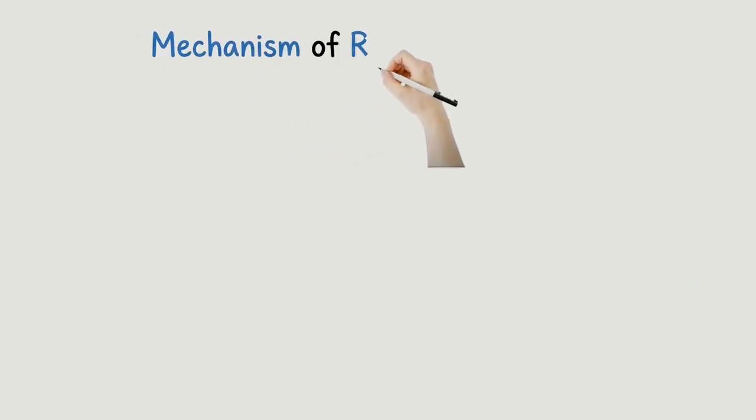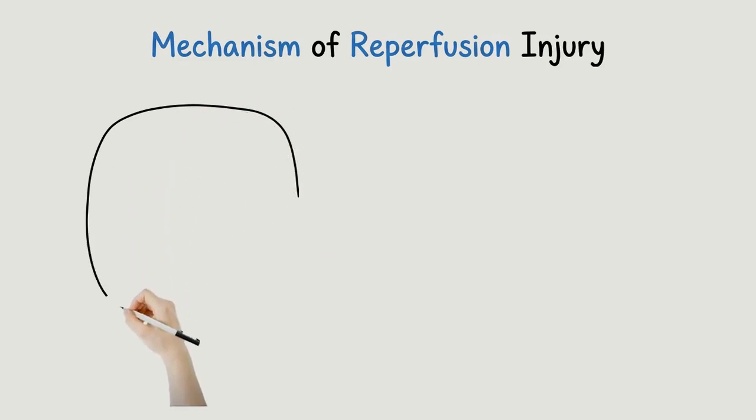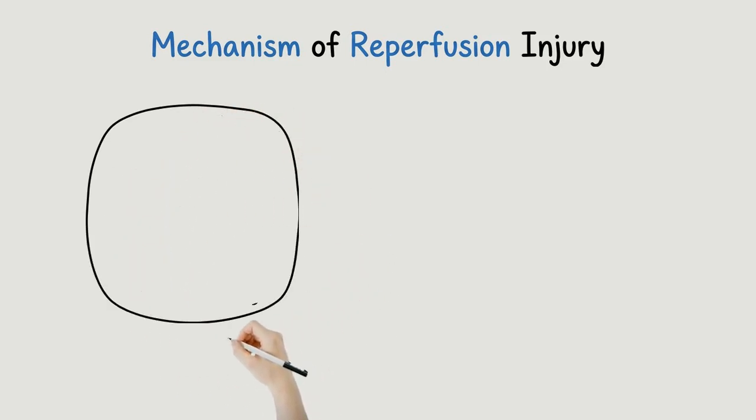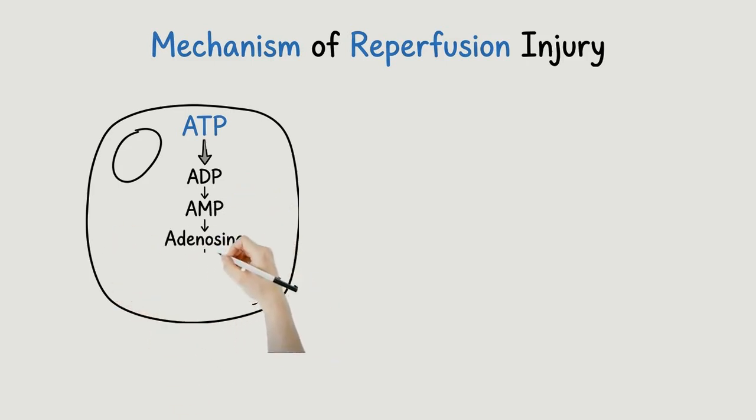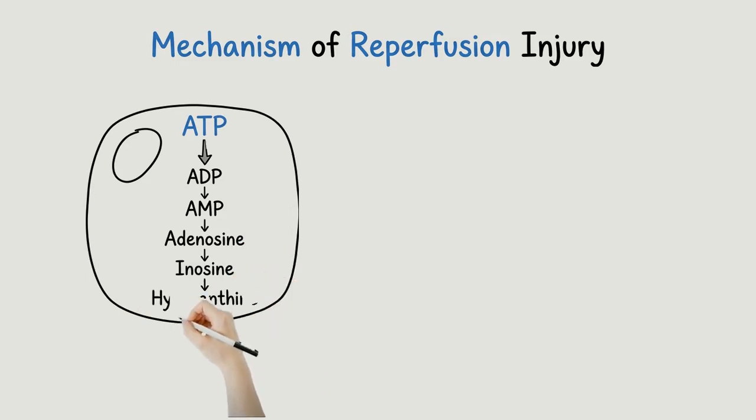Now we're ready for the centerpiece, the mechanism of reperfusion injury and why it's counterintuitive. During ischemia, while the artery is blocked and oxygen is absent, the cell doesn't just sit quietly. It's working hard under anaerobic conditions, breaking down ATP desperately for energy. ATP degrades step by step. ATP to ADP, to AMP, to adenosine, to isoleucine, to hypoxanthine.